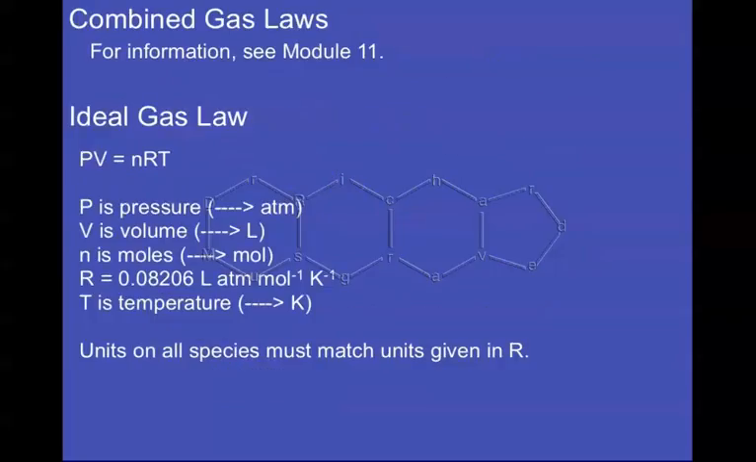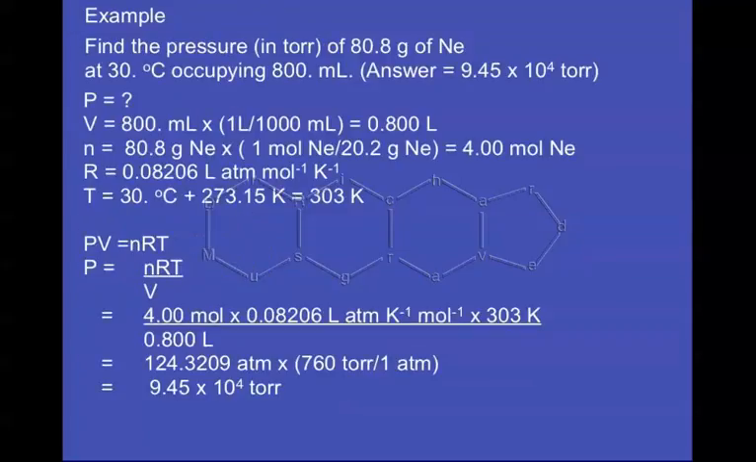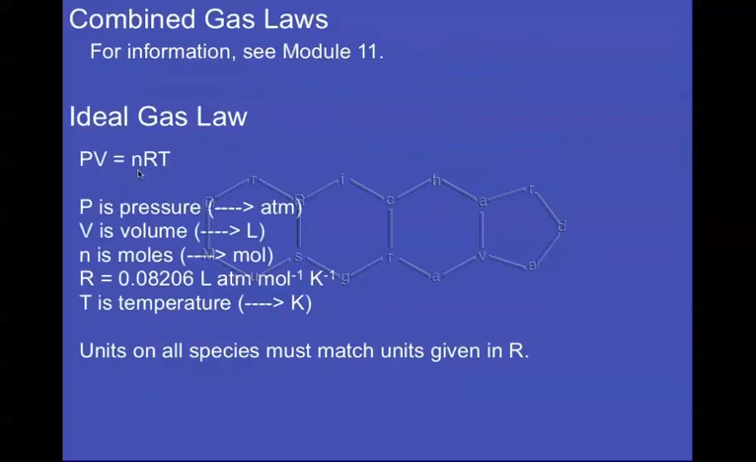Alright, let's look at a problem that's a PV equals nRT type problem. In these problems, we're given, for example, this one: find the pressure in torr of 80.8 grams of neon at 30 degrees Celsius, occupying 800 mL. You can tell that this is not a combined gas law problem because there is no mention of a second set of conditions. Also, the fact that you're dealing with grams or moles is often an indication that we're dealing with a PV equals nRT type problem.